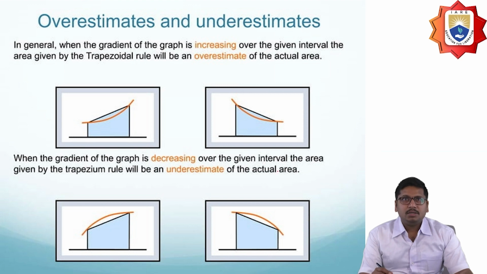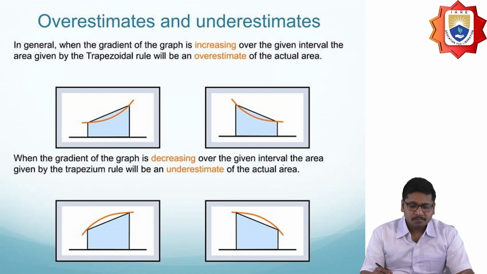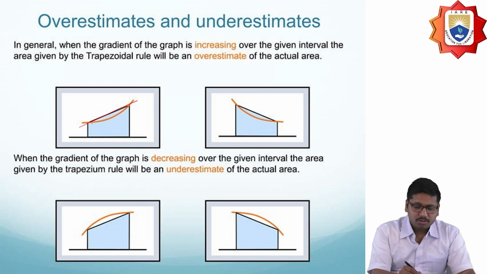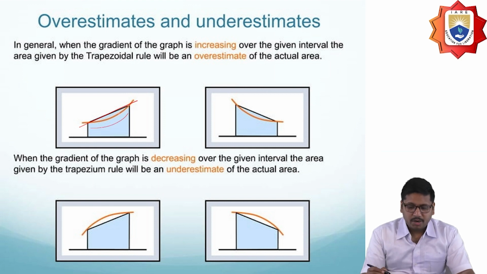Overestimate means, in general, if the gradient of the graph is increasing over the given interval, then the area given by the trapezoidal rule is an overestimate of the actual area. So if I have a graph like this, it should be an overestimate value.